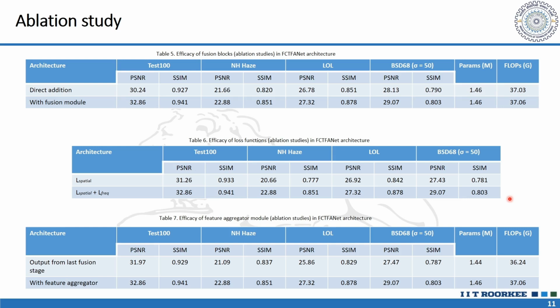For the loss function, we used the spatial loss and frequency loss together. We checked the performance with only one loss, the spatial loss, and we get improved results by adding the frequency loss. For checking the efficacy of the feature aggregator module, first we took only the last stage output, and then we used all level outputs with the help of the feature aggregator, and we noticed that by using the different level feature maps with the feature aggregator, we get improved results.